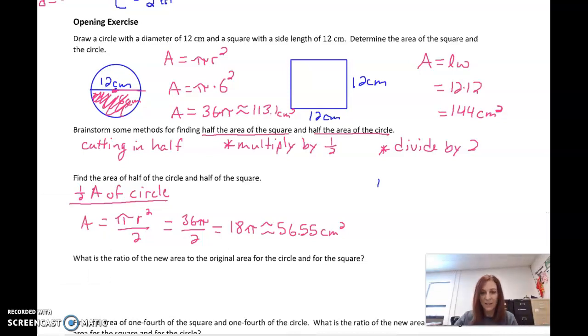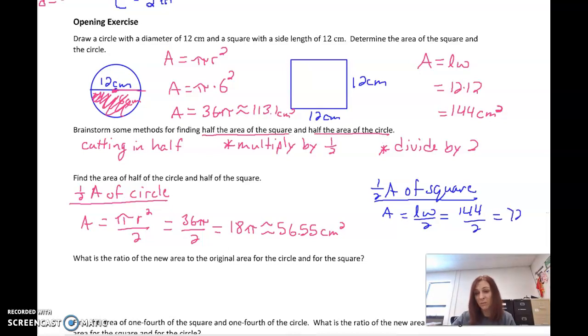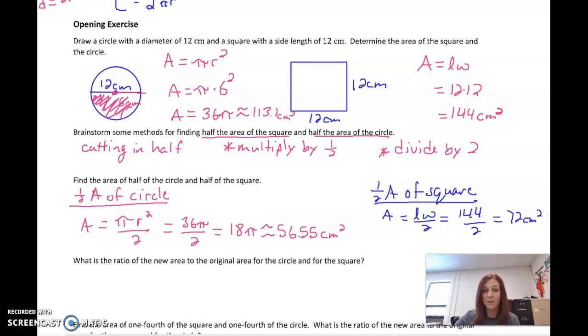Now, if I wanted half the area of a square, I would take my length times width and divide it by 2. So in this case, I would take 144 right here and divide it by 2, and it would work out to be 72 square centimeters. Okay, so again, don't overthink things. Know what it means when we want half.